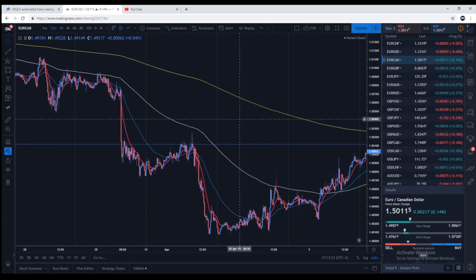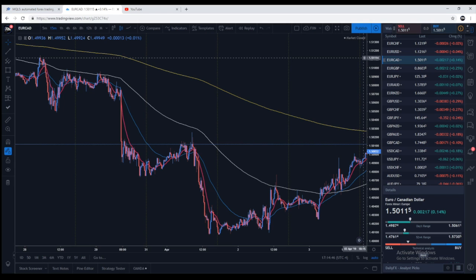If you're trading the US session, probably 8 o'clock is where I'd be starting to look at charts for the US session.